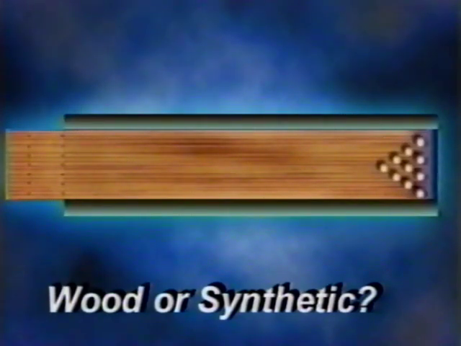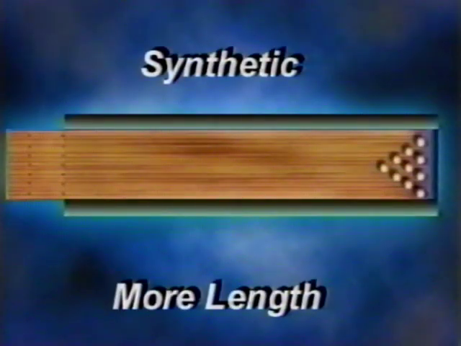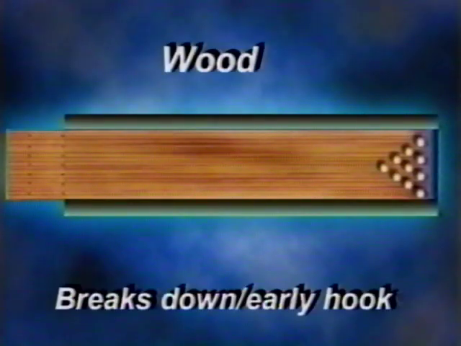That's absolutely right. The first thing and one of the most important things in analyzing your lane condition is to determine what type of surface you're bowling on. A synthetic lane is going to have the characteristic of providing more length, smoother normally, and the wood condition generally is going to break down earlier and is going to have a tendency to hook a little bit earlier.